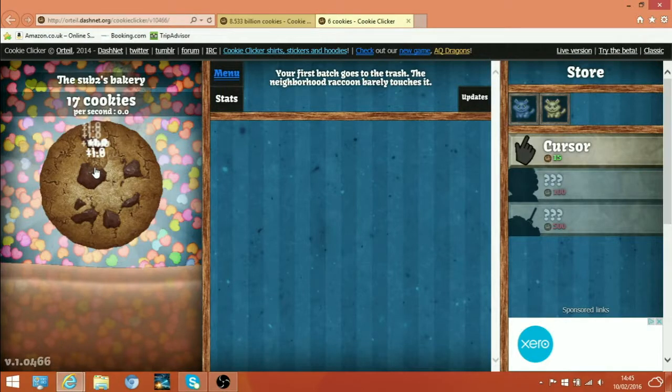But yeah. I got three grandmas now, four grandmas now. I'm making 3.8 cookies per second. Yo, what's up? So good. I am clicking this so many times, like clicking this so many times. Wait, how many? I have 9.862 billion. 9.75 billion.